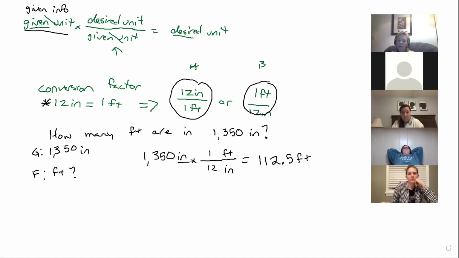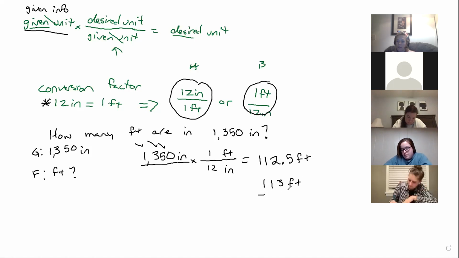I need to round to 3 significant figures. If we look at the number 1,350, I know the 1 is significant. I know the 3 and the 5 are significant. Is the 0 significant? I don't know. I can't tell. So I need to round to 3 sig figs. I can only honor the least precise. So I'm going to round this to 113 feet. That would be our final answer. Mastering Chemistry likes for you to round to correct sig figs.